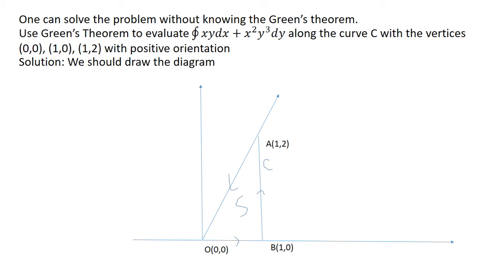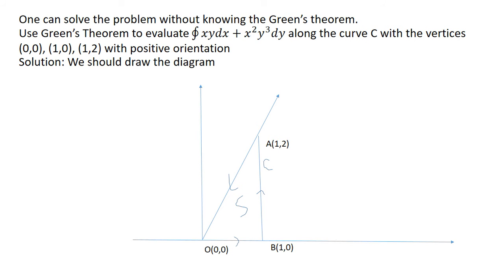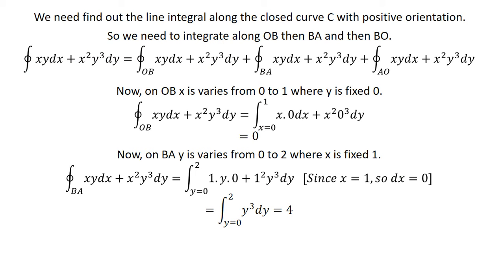So y equal to 0, dy equal to 0, and x varies from 0 to 1. Look, on the x-axis OB, y equals 0, dy equals 0, and x varies from 0 to 1. We are using this, that integration along OB is x into 0 dx plus x square into 0 dy. That is, we are putting y equal to 0 and dy equal to 0, and the result will be 0.